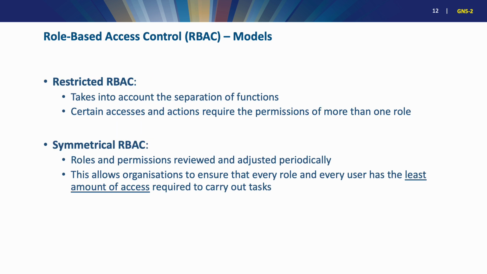Restricted RBAC takes into account the separation of functions. This aims to minimize the possibility of users committing fraudulent acts using their roles. With restricted RBAC, certain accesses and actions require the permissions of more than one role. This means you need to involve more than one user or employee to complete a task, such as both the engineering and finance departments to create a new product, for example.